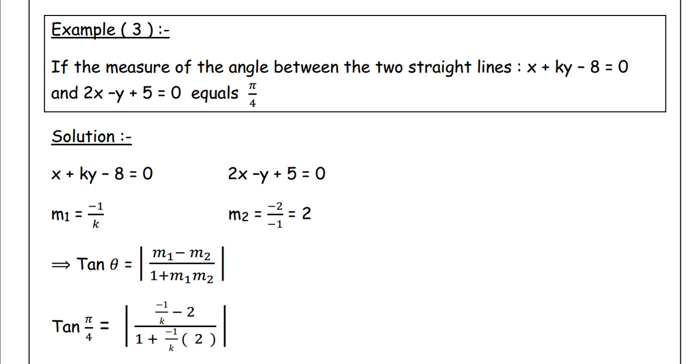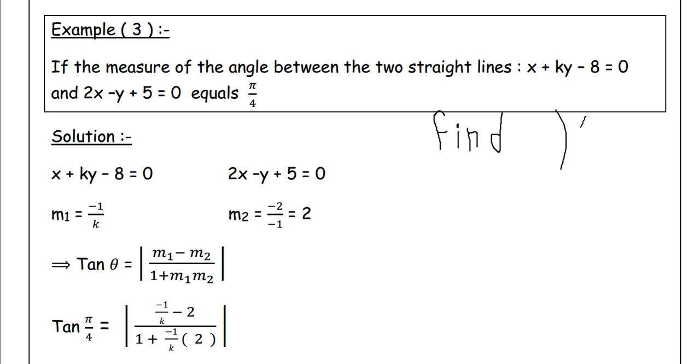Find. I'm sorry, but it is hard to use this pen. Find k.